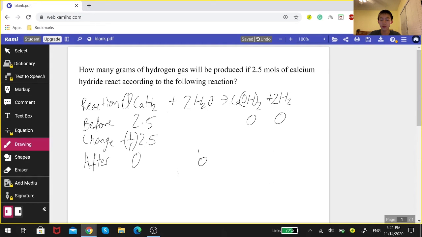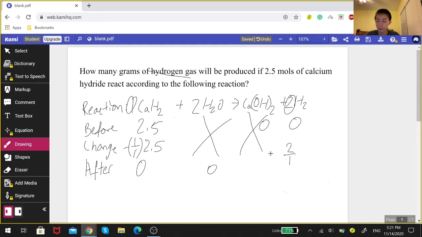Now we're looking for hydrogen gas, which is over here. So we don't need to worry about any of these two since we're not asked for them. H2, we have 0. 2 moles of H2 for every 1 mole of CaH2. So we're going to write 2 on the top and 1 from here on the bottom.